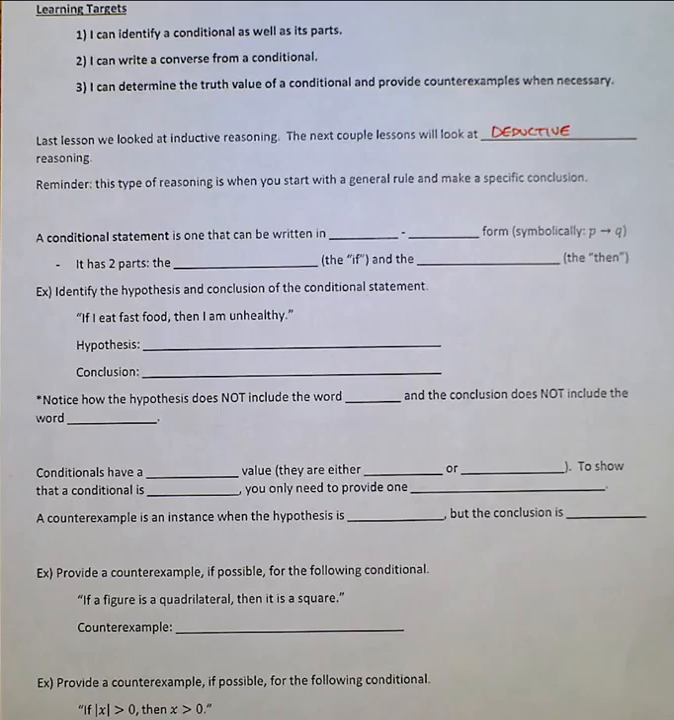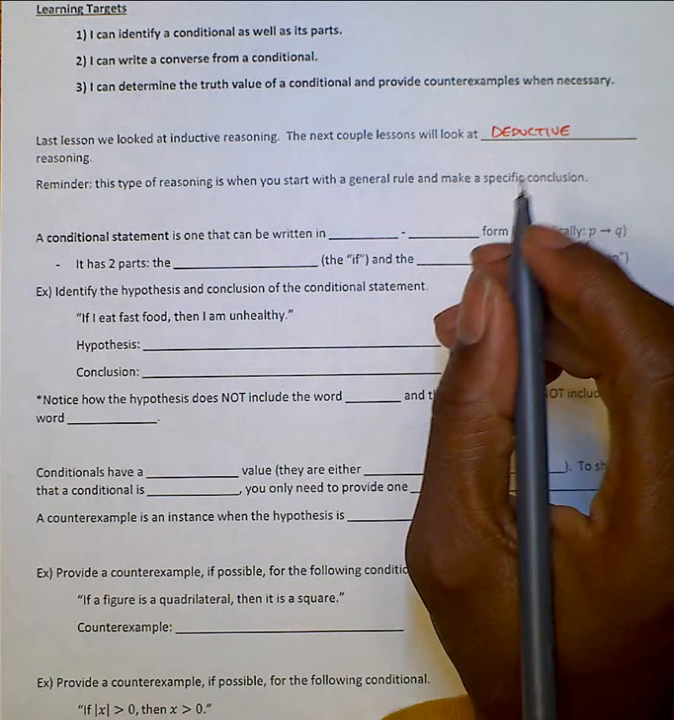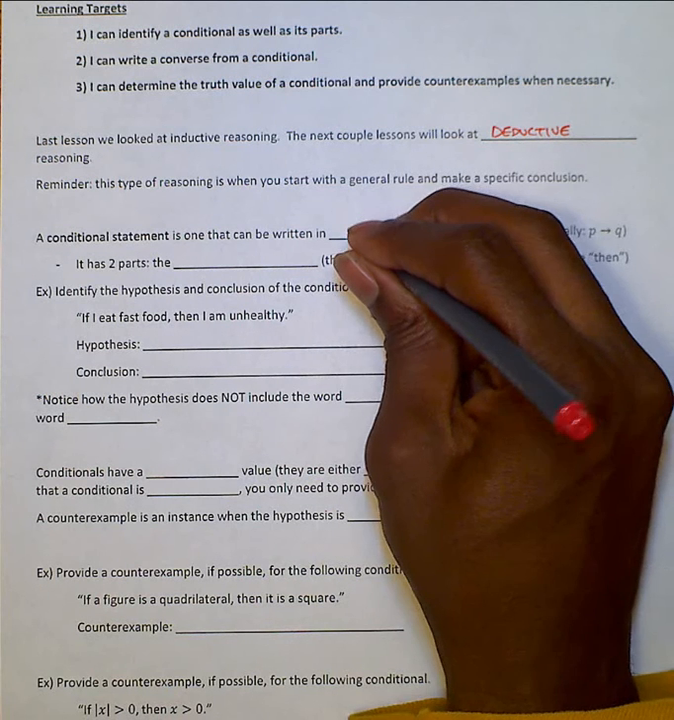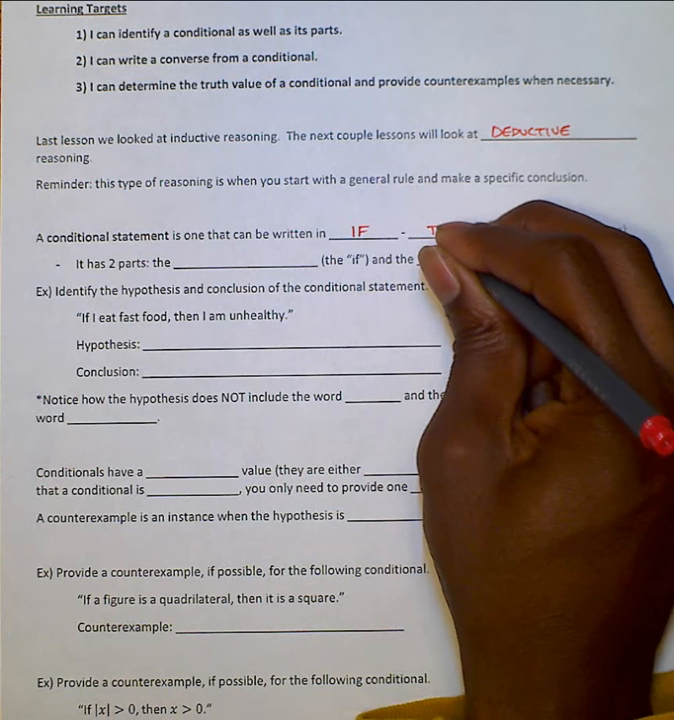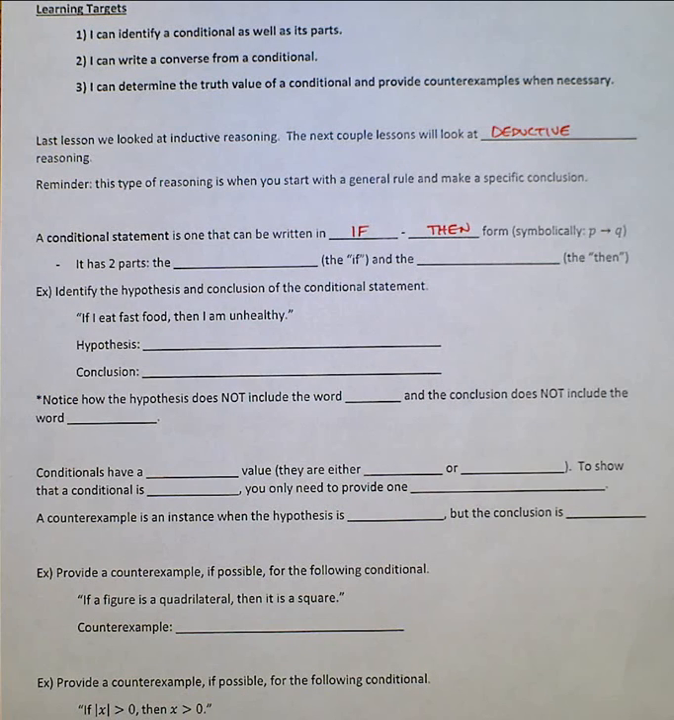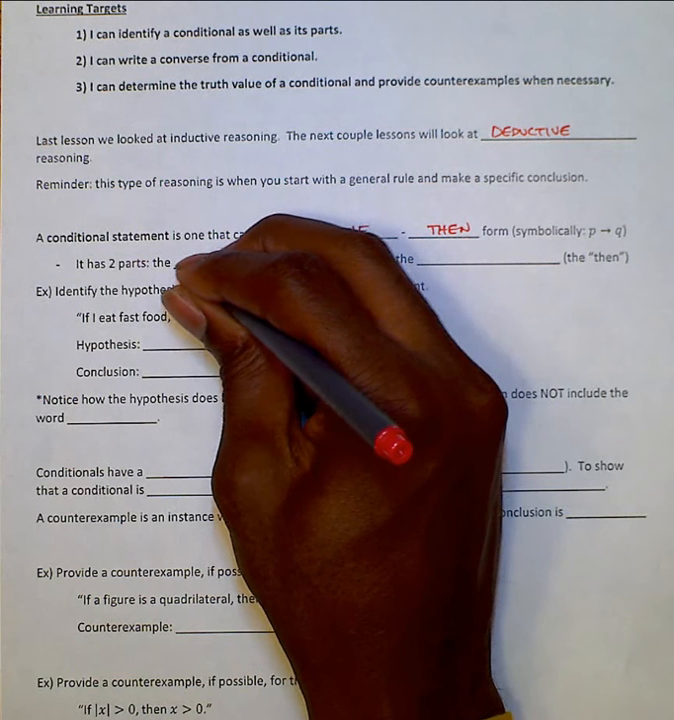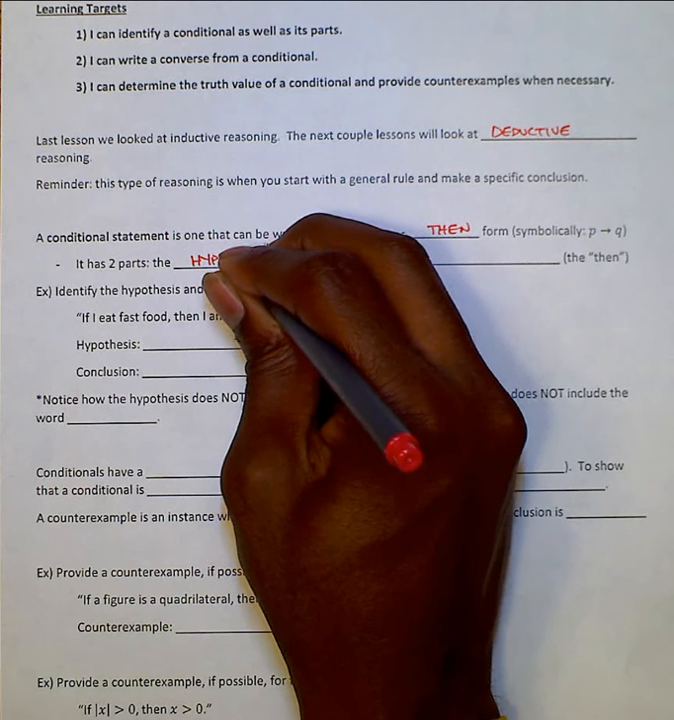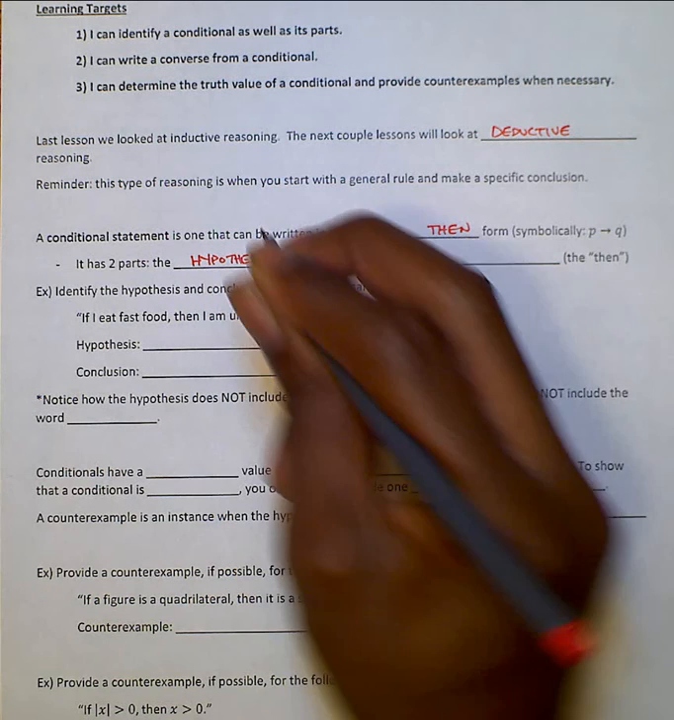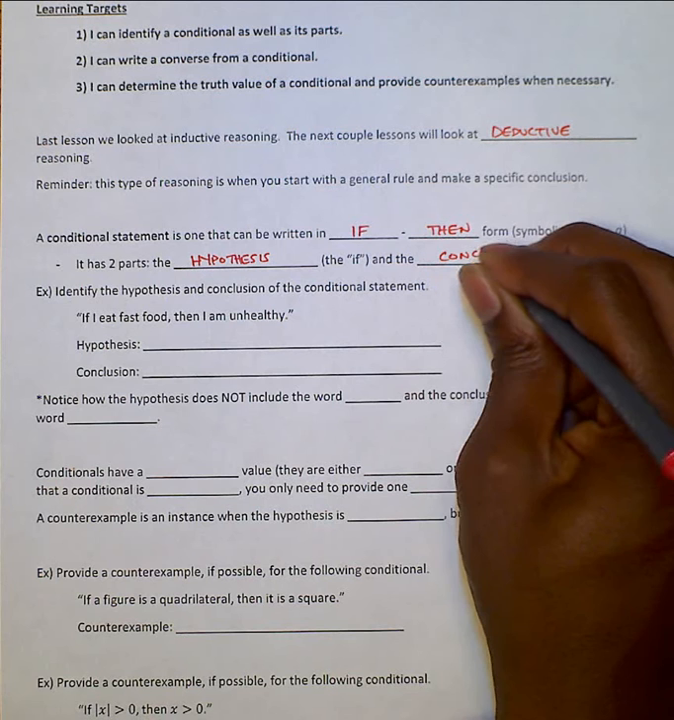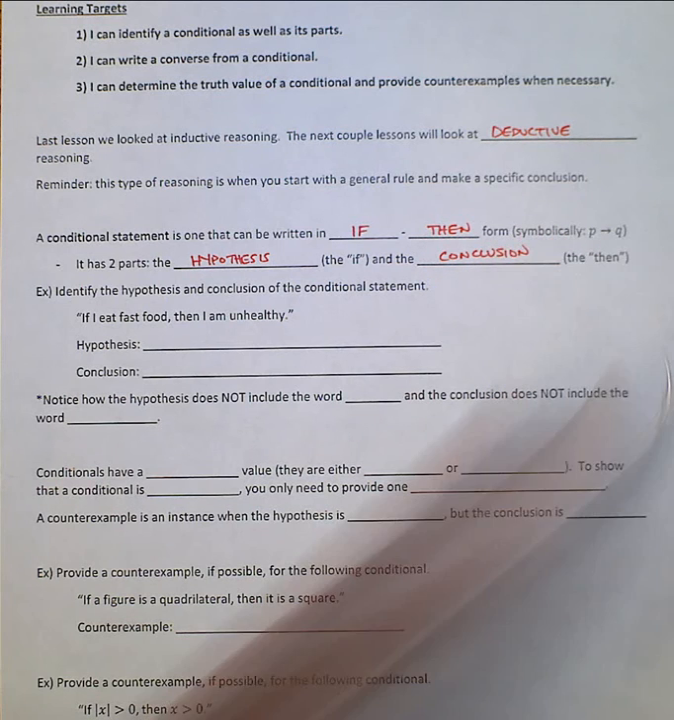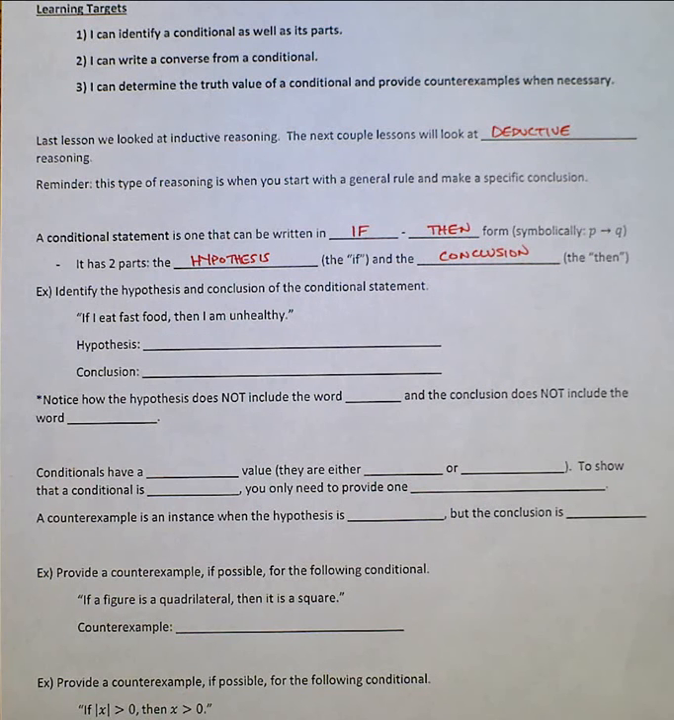A big part of deductive reasoning is conditional statements, which can be written in an if-then form. It has two parts: the hypothesis and the conclusion. The hypothesis is the if part, the conclusion is the then part.